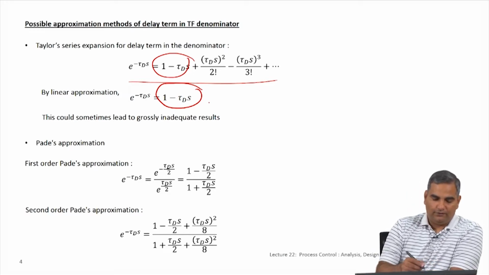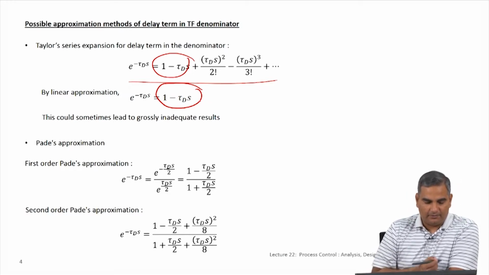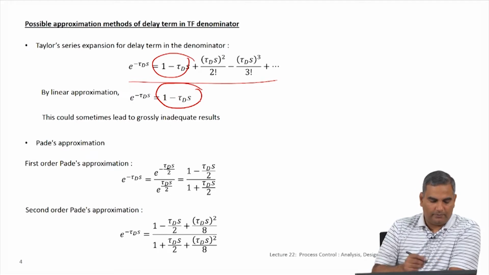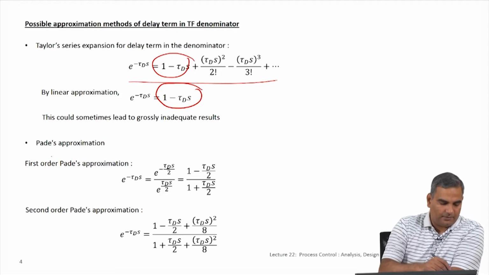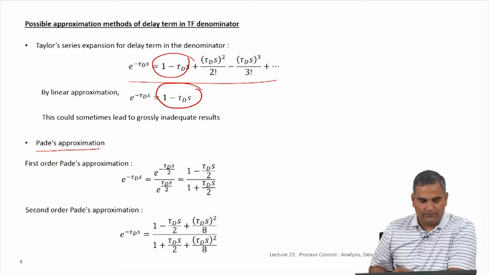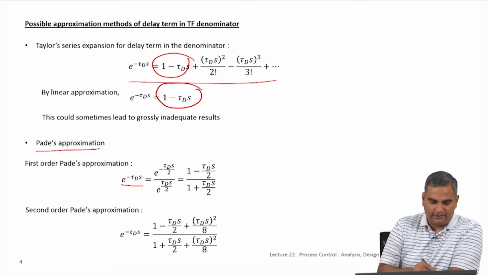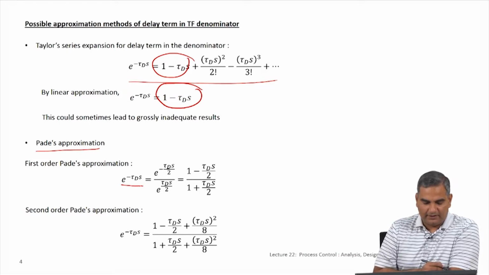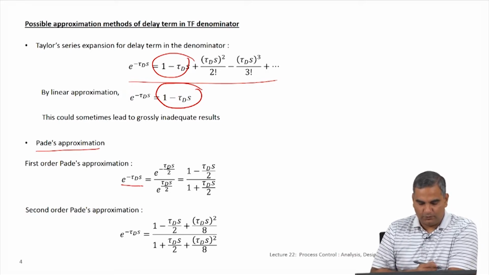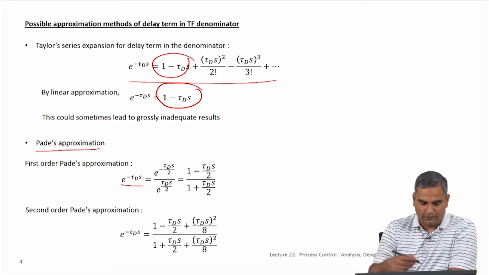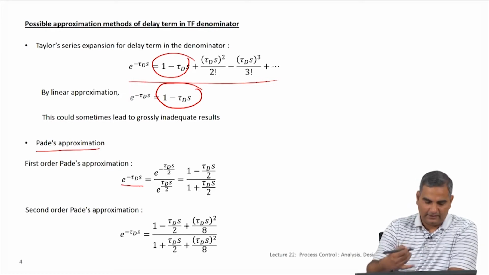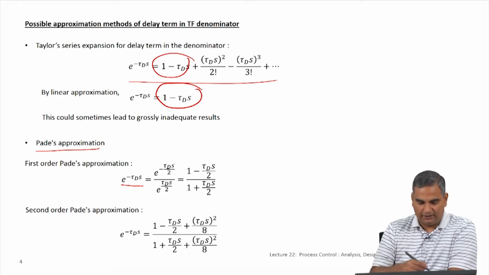Okay. So if this is grossly inadequate, is there something better I can do? So a better approximation for this is what is called the Pade approximation, which basically takes e power minus tau ds and then kind of splits it into two, right. And the reason why you want to do it is that you are kind of balancing the poles and zeros that you get in this expansion.